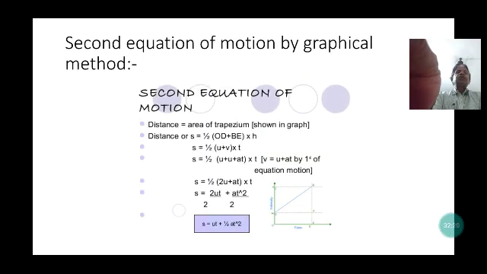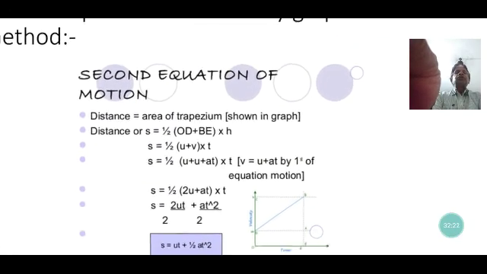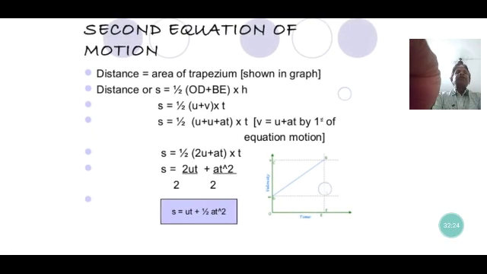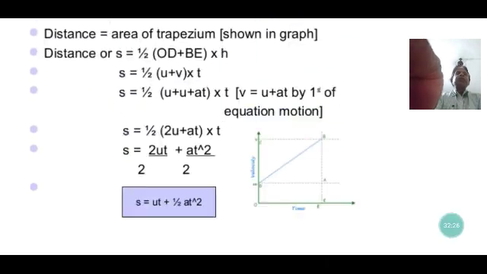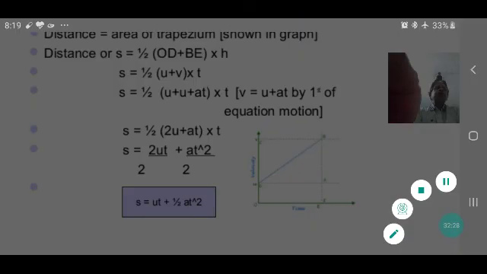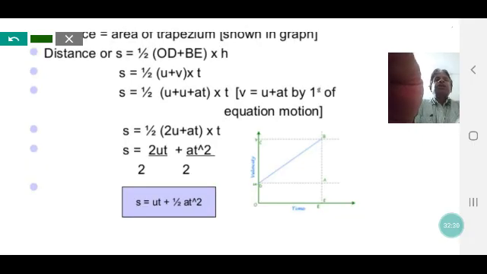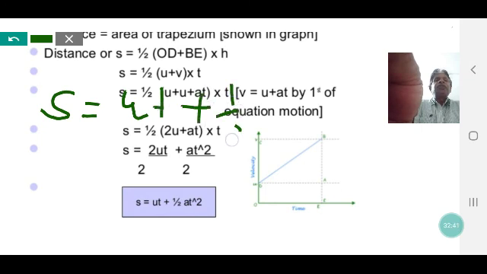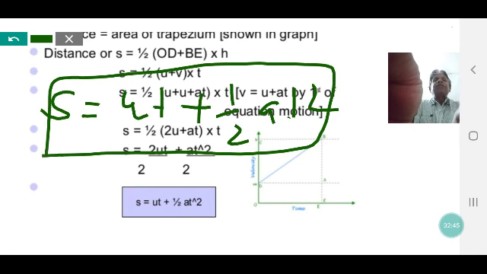Now, the second equation of motion can also be found from the velocity time graph. As we know, the second equation of motion is S, the displacement covered, is equal to UT plus half AT square. It is the second equation of motion that is described in this slide.